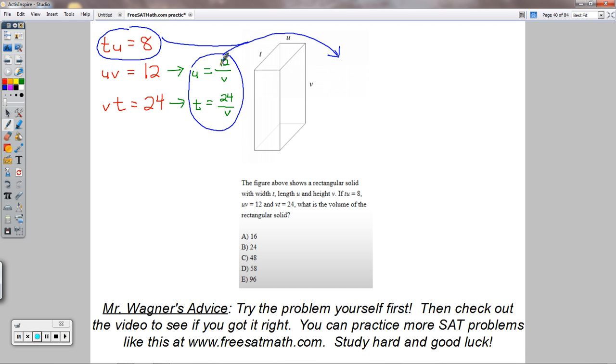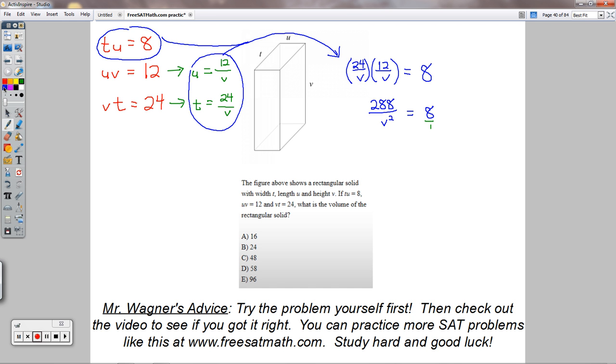And so I can replace u with 12 over v, and I can replace t with 24 over v, just using substitution. So 24 over v instead of t, and 12 over v instead of u would have to equal 8. And now just work that out. So 24 times 12, that'd be twice as much as 12 times 12. So 144 times 2, that's 288. I'm going to have that equals 8. I can think of this as a fraction, and I can cross multiply.